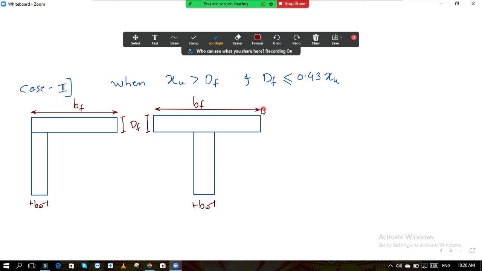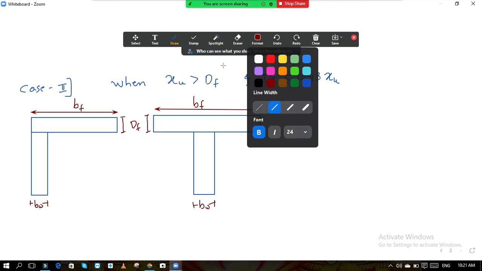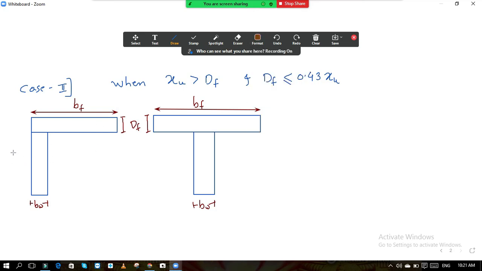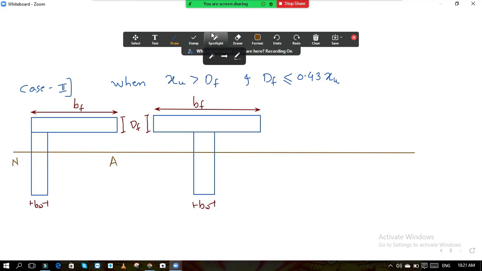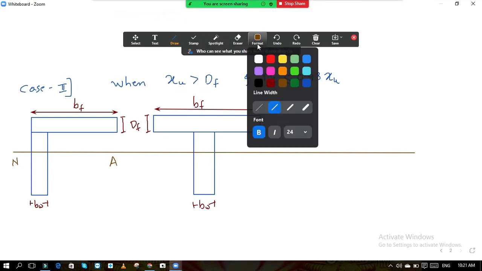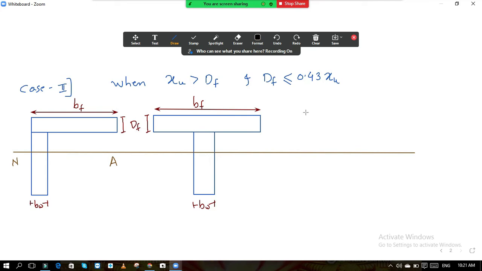Whatever may be this distance of Df from the top, Xu is greater than that. So Xu may be below this Df. Now if I draw the diagram again, here maybe your neutral axis is there. This is nothing but your neutral axis. Okay, and now if I draw the stress distribution diagram, then it will look like this. See, I will draw the diagram.